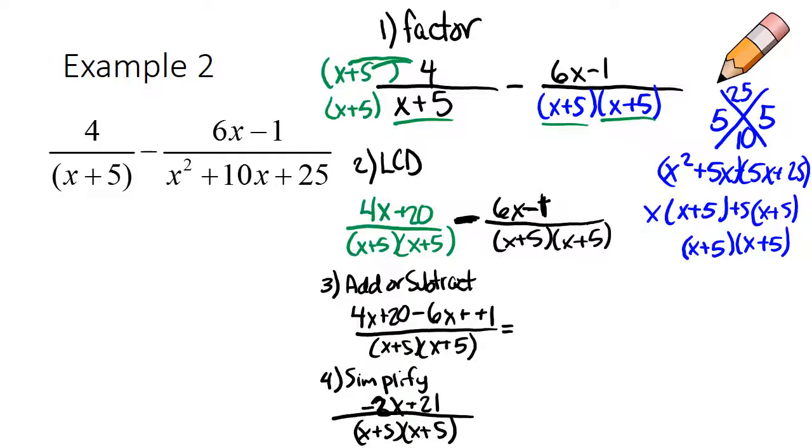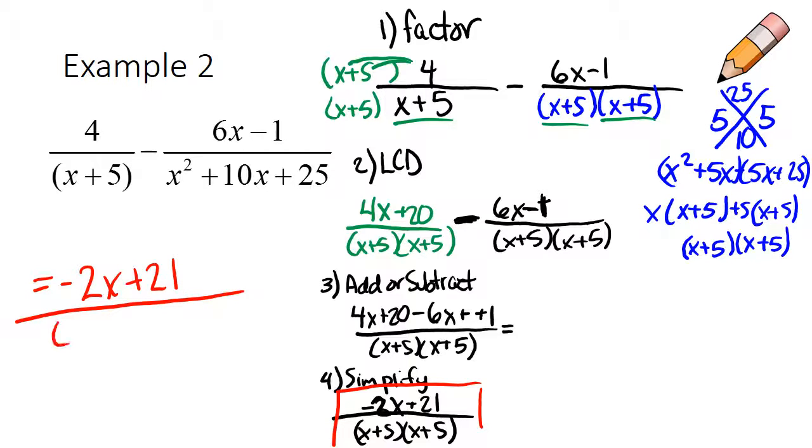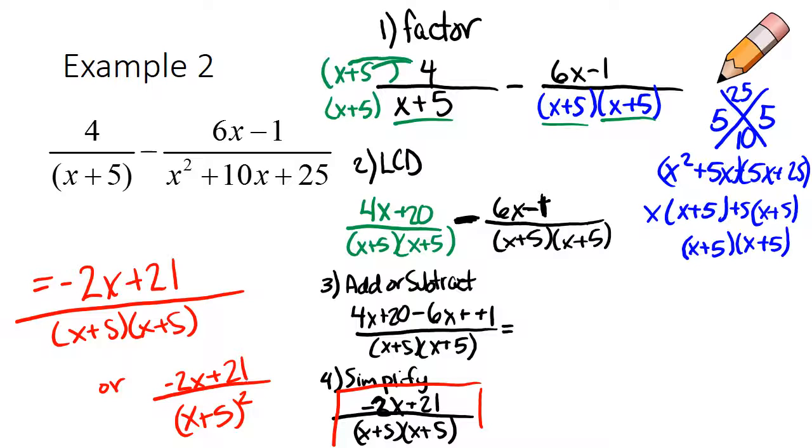So my final answer, if I clearly box it or write it out, is negative 2x plus 21 all over x plus 5 times x plus 5, or if you wanted to write x plus 5 squared, you could do that as well because I have 2 of them. So it's up to you.